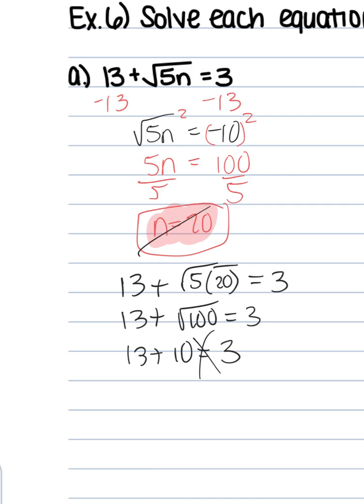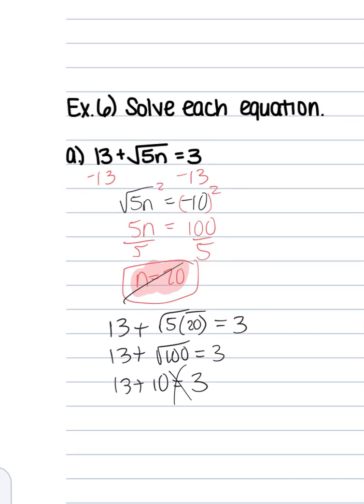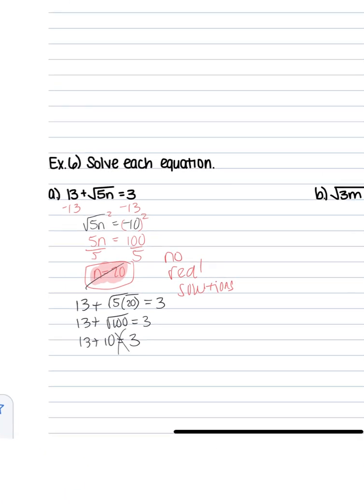So now the last problem had two solutions. One of them worked, the other one was extraneous. This one only had one solution and it didn't even work. So this actually has no real solutions, because we only got one solution, and when we checked it, it was extraneous. All right, that's all this lesson is. Good luck.